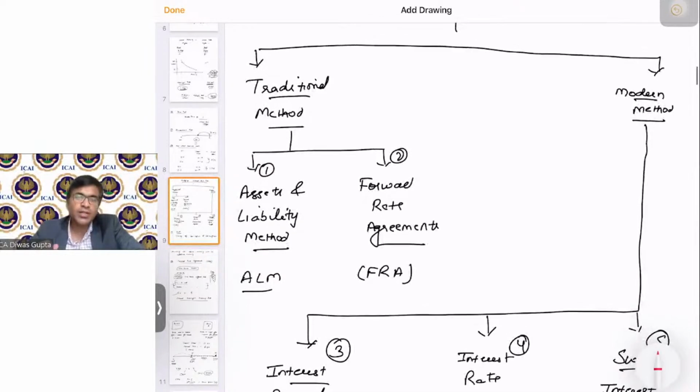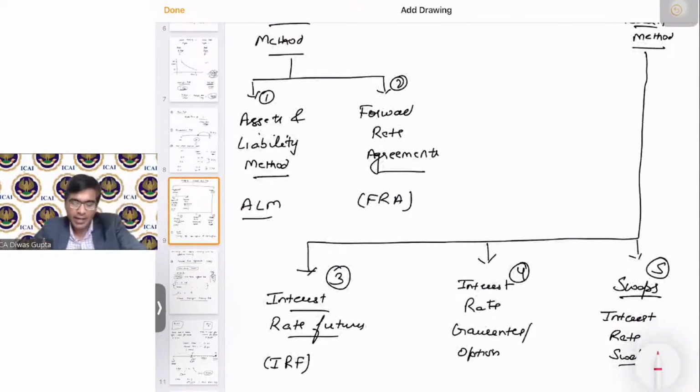One, there are these traditional methods, and second, there are these modern methods. This is clubbed into two buckets. Traditional methods, we studied asset and liability method, ALM, asset and liability mismatch. If it occurs, it will lead to differences in the timing of cash flows. So we studied that under this technique, the timing of the cash flows of realization of assets and payment of liabilities has to be matched.